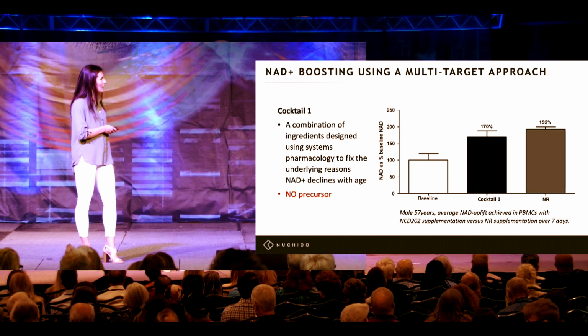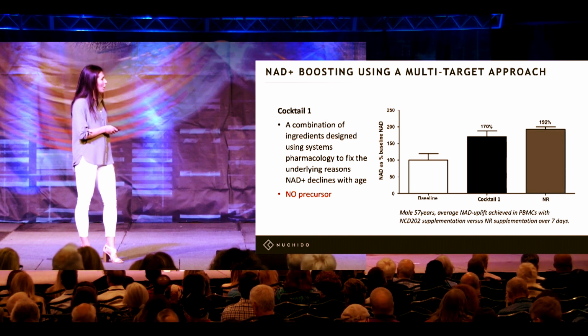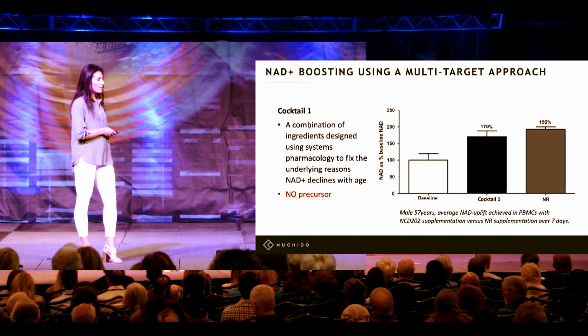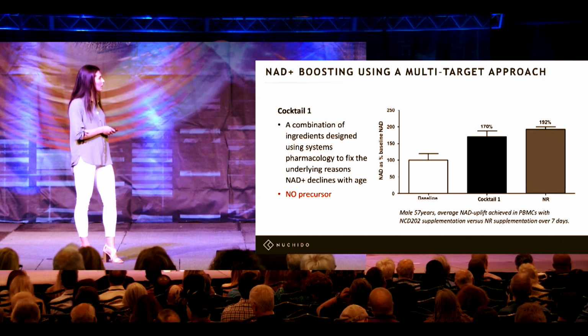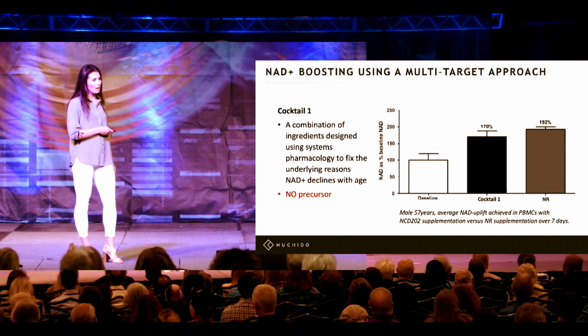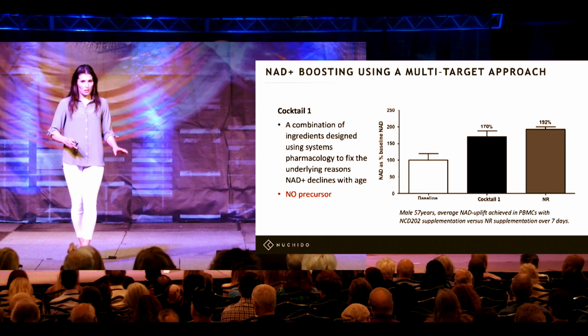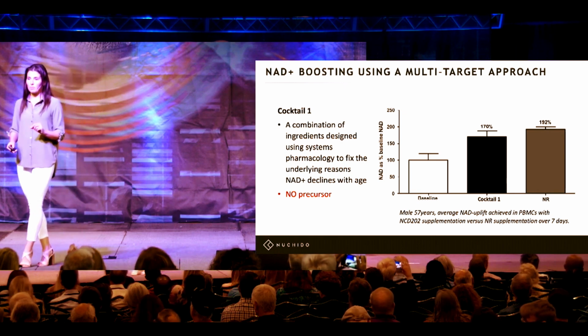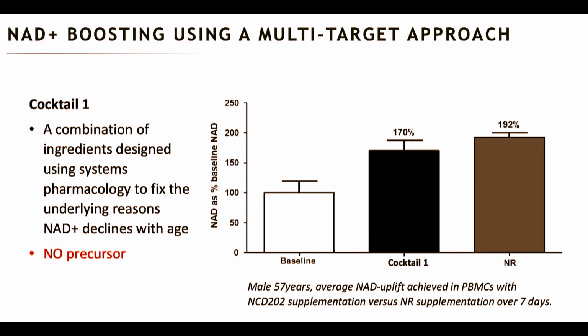So this isn't that huge, but what it is comparable to is NR. So this is a double dose of NR. This is 1,000 milligrams, and you get a 92% increase above your baseline. We have achieved nearly that with no precursor. This is just by fixing the problems in your cells, okay?